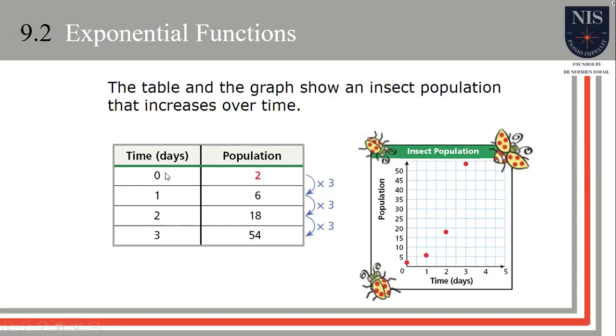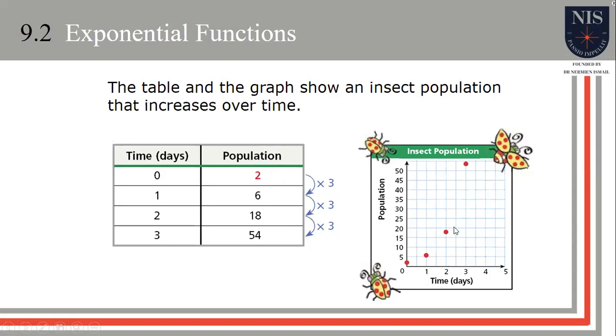So we have 0 days at the beginning, it was 2. 1 day, it's 6. 2 days, 18. 3 days, it's 54. Does this represent an exponential function? Yes. How do we know? We check the y coordinates. 2 multiplied by 3 becomes 6. 6 multiplied by 3 becomes 18. 18 times 3 equals 54. So this one represents an exponential function.